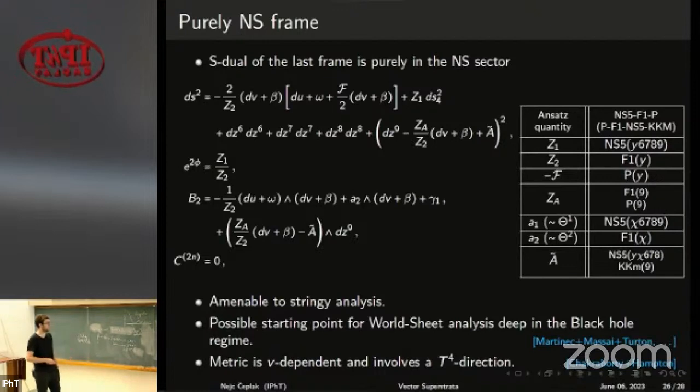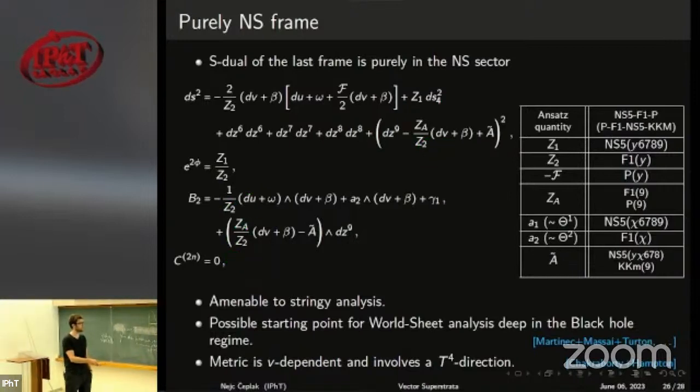To do so, the only thing that you have to consider now is that the metric and the B field will be explicitly v-dependent, and they will involve a direction in the T4. And in fact, this is something that Sean and Shumanshu have been thinking about lately, especially how to involve the T4 direction. Okay.